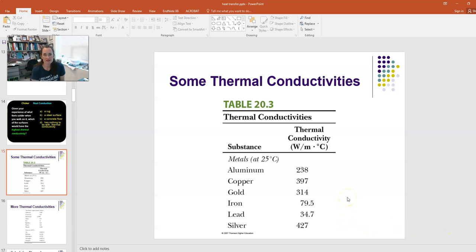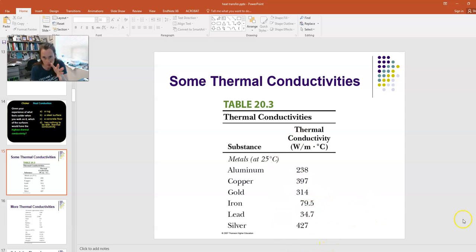So what are these thermal conductivities? You can read them off tables, okay? And here's a table I took from an introductory physics textbook. You can see the thermal conductivity in watts per meter Kelvin or watts per meter degree C, because yet again it's a delta T, right? Aluminum is 238, copper 397, we used 400, close enough. Gold 314, iron 79.5, and so you can see that these metals have thermal conductivities on the order of 10 to the 2, right?